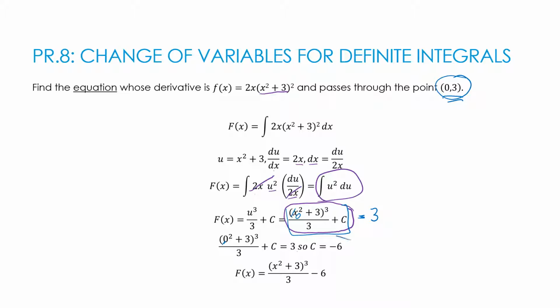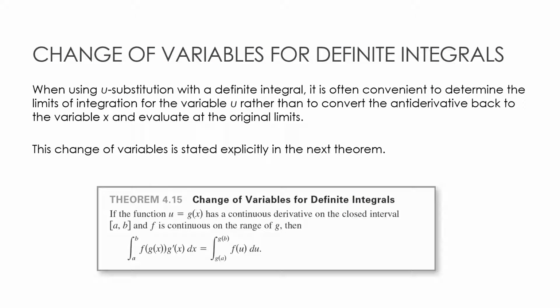I did the math to find that c was negative 6. I didn't show all of that work, but I feel confident that you can probably work that out yourself. And so my final answer, which is the equation of the derivative, is x squared plus 3 quantity cubed divided by 3 minus 6.